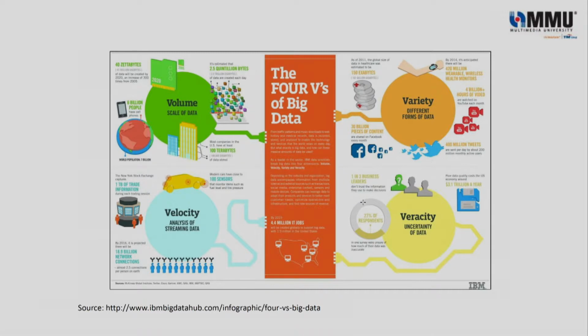The third one is velocity. Data is being generated at a very fast pace. So how do we keep up with this generation of data? Then lastly, we have veracity. Veracity refers to the uncertainty of data. Can your data be trusted? Are they trustworthy or not? That's veracity. So if you have these 4 V's, you have a big data problem.